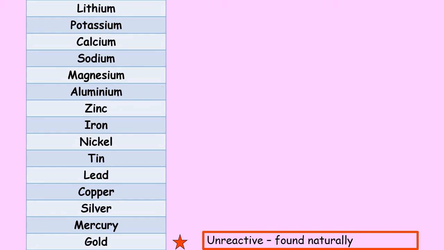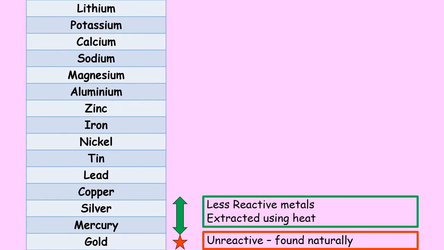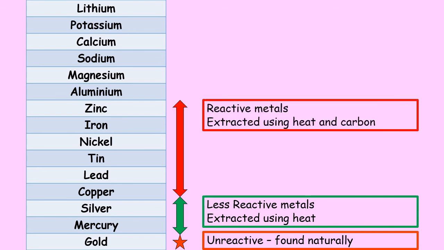To summarize, we're going to go through the list of metals on page 10 of your data booklet and the ways in which they are either found or extracted from their ore. So starting at the bottom, gold is very unreactive and therefore can be found naturally. For silver, mercury, and sometimes copper, these are the less reactive metals. They can be extracted using just heat on its own. For the next set of metals, the reactive ones, so zinc, iron, nickel, tin, lead, and copper, the easiest way in which they are extracted is using heat and carbon.